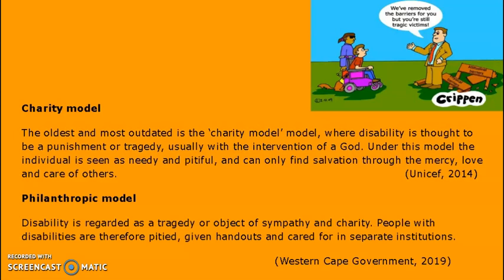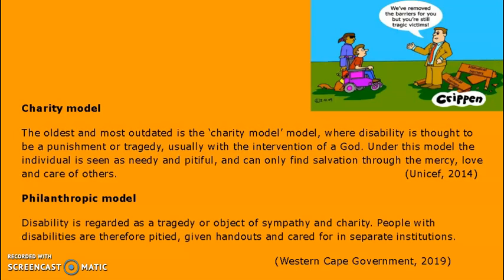We obviously can't look at all, but another model that we can talk about is a charity model, one that I think most of us have known about or been exposed to, even if we didn't know what it was called, and it's quite outdated today. Disability or differences are seen as a punishment or tragedy. People think that you're being punished, and in the older generations or older times, it was seen as a punishment, and you've been punished for something, or your parents are being punished for something, and the individual is seen as someone who's needy and pitiful, and you need to find salvation through the care of others. So this is a very outdated model.